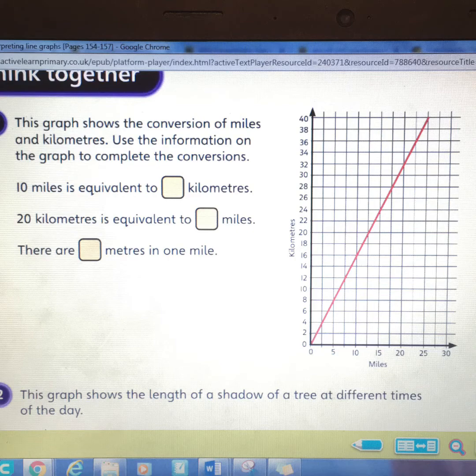So you're looking a little bit to the left of halfway, which I think would be about 1.5, 1.6 kilometres. Remember, there's 1,000 metres in a kilometre, so it's 1.6 kilometres. It will be 1,600 metres. Well done if you got that right.